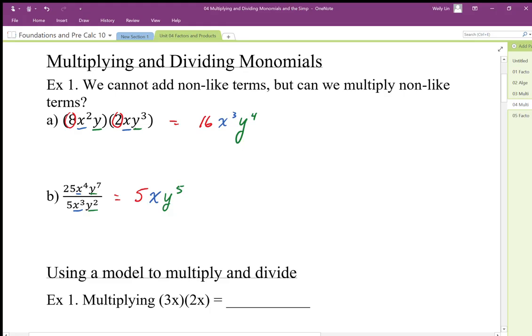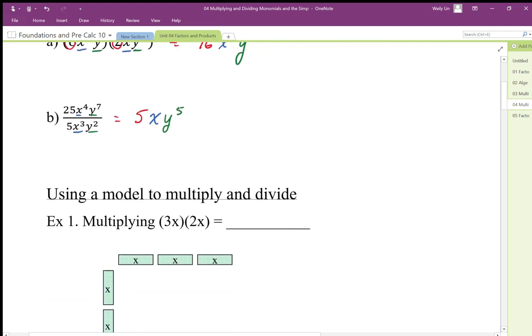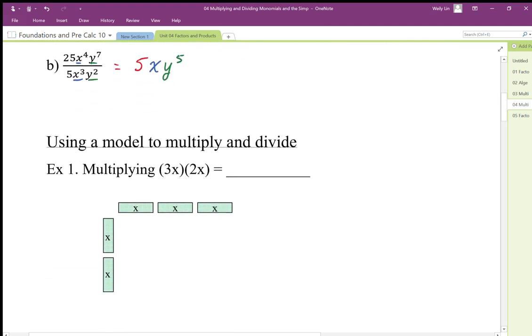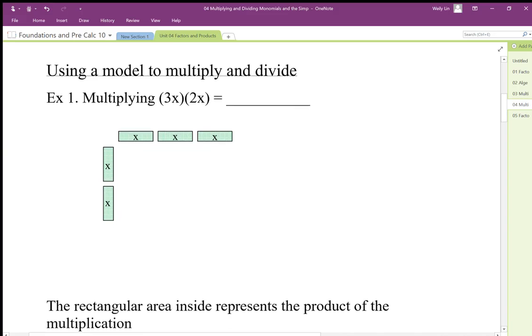So the general rule is numbers with numbers, x's with x's, y's with y's. And we have to be clear that this is all just times and divide. When we have pluses in there, then we have a little bit of difficulty. We have to be careful with that. But since it's all multiplication and division, we can just group all the numbers together, all the x's together, and all the y's together.